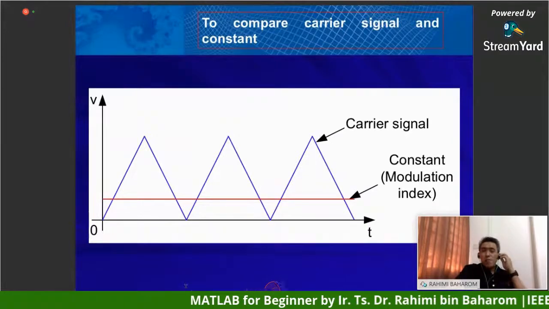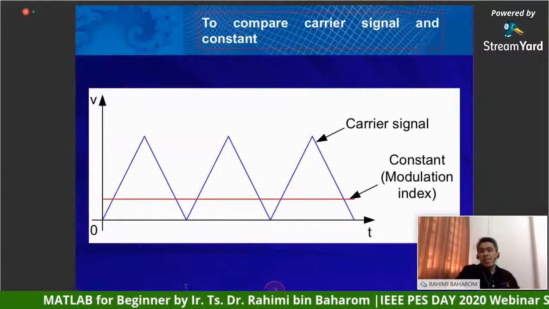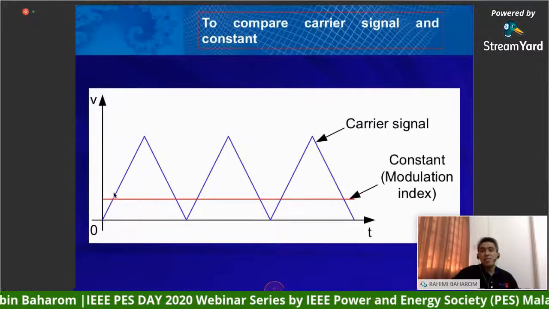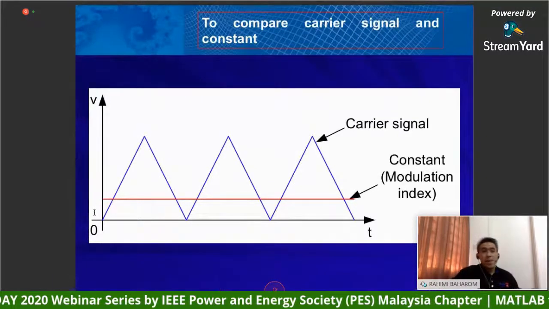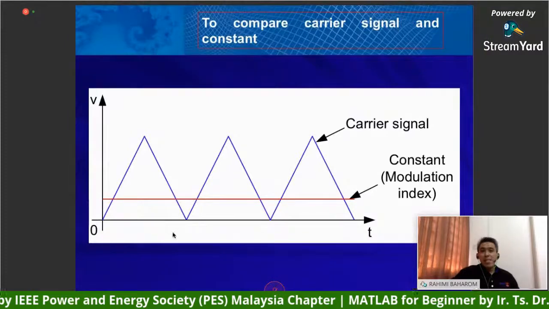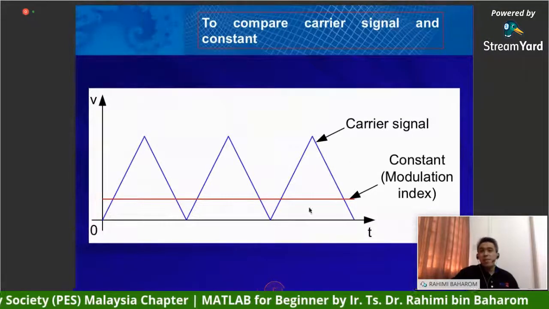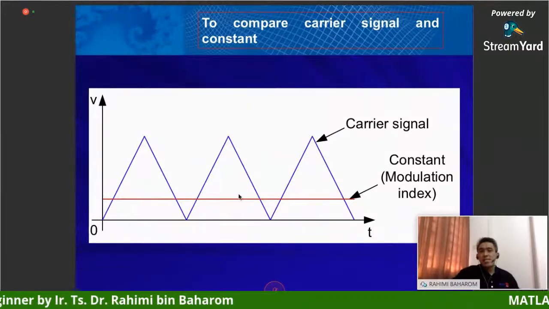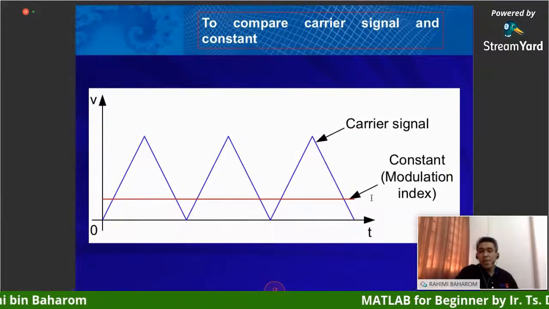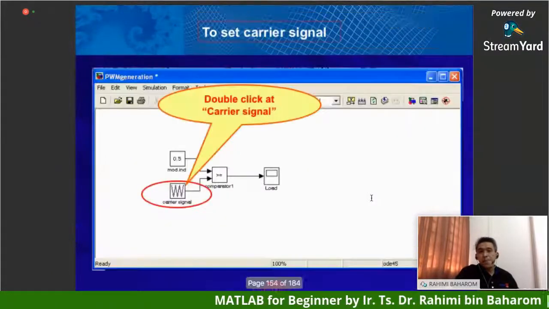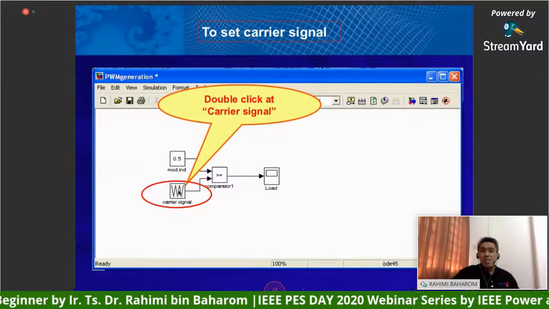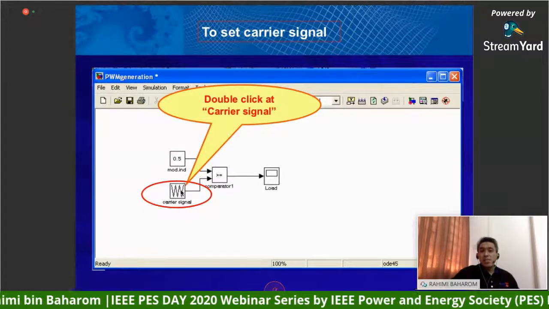So how to perform the PWM generator? How to generate PWM? This is the basic concept to generate PWM: we compare the carrier signal with the modulation index to generate PWM. Using the MATLAB simulator, the carrier signal is represented by a repeating sequence.